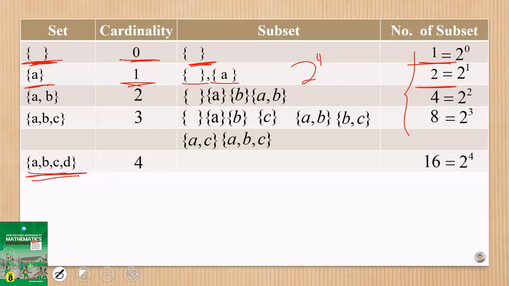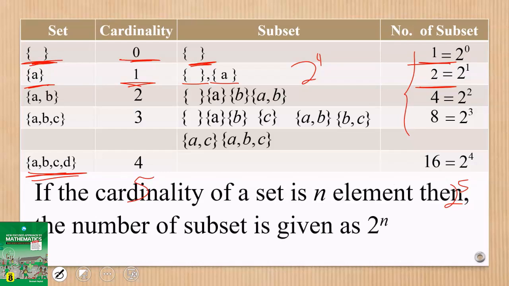And when I continue and say a set containing 5 elements, then I'm going to get 2 to the power 5, and that will give me 32. And so this is how we generate the subsets of a given set. So if the cardinality of a set is, let's say, n, then the number of subsets is given as 2 raised to the power n. And you can always use that to generate a series of subsets.